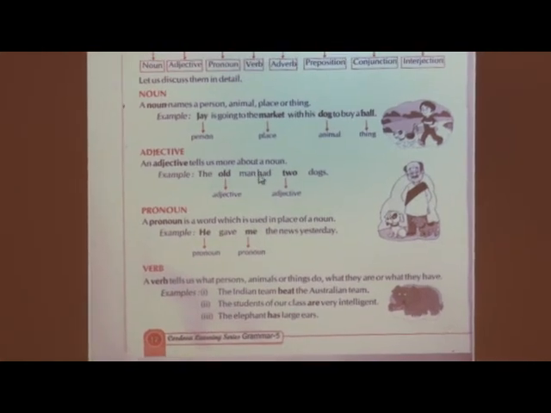A noun is the name of a person, the name of an animal, the name of a place, and the name of a thing. And an adjective, we can say, tells more about a noun. It describes a noun, or it tells the quality of a noun, or it gives more information about a noun.